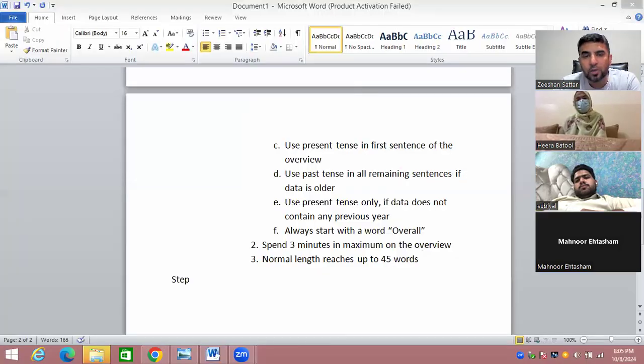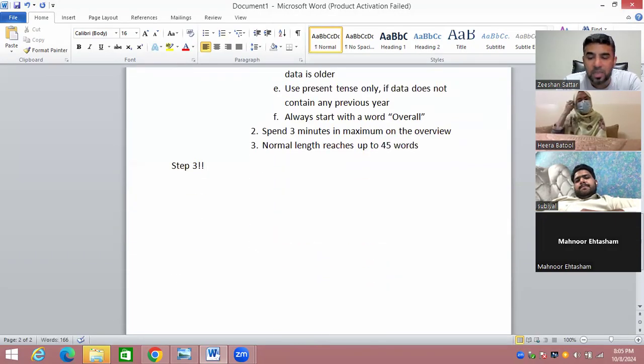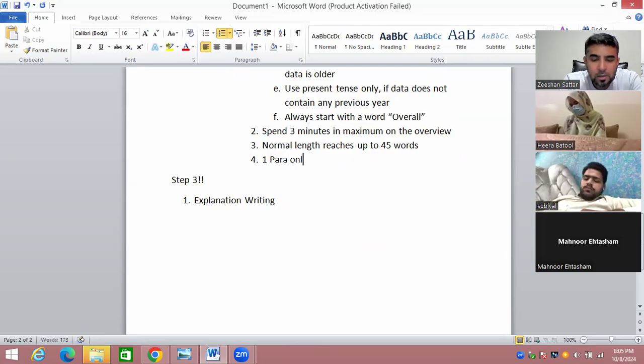Step number 3, after the overview, we enter into step number 3, and this step is known as explanation writing. The overview will contain only one paragraph. So now explanation writing, step number 3.